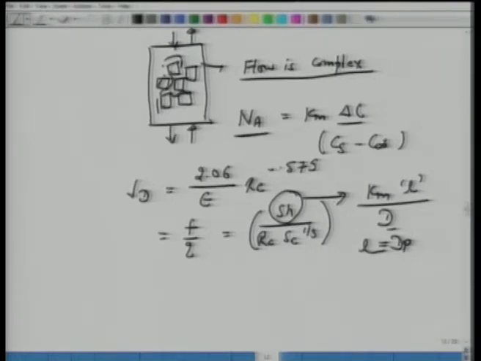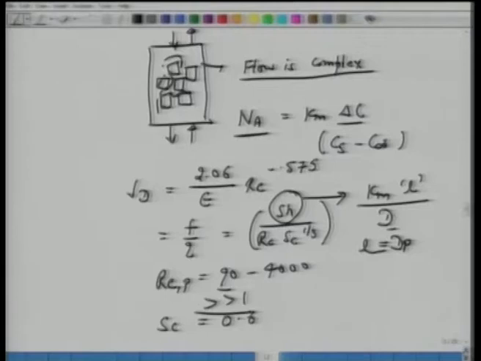In this case also there is a restriction that the Reynolds number must be between 90 to 4000. Here the Reynolds number is again defined with respect to the diameter of the particles, and if the Reynolds number is 90 to 4000, it means much larger than 1, and we have a turbulent flow here. So the velocity profile is quite complex, and hence there is a necessity for defining mass transfer coefficient. Schmidt number is given as 0.6.